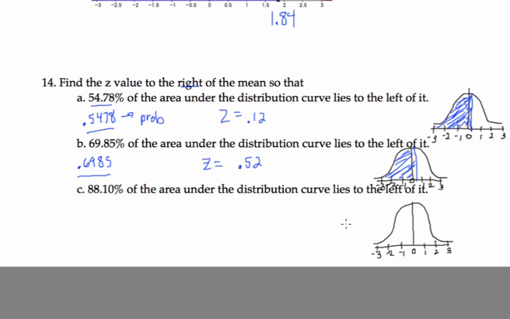88% of the area. It's going to be a little more. We're looking for the z-score that gives us approximately that picture. Change your percent to a decimal. Go to your table, look at the inside of the table for the probability 0.8810. Find the z-score that gives you that probability. The z-scores will be along the outside. A z-score of 1.18 gives us a probability of 0.8810 to the left of the curve.